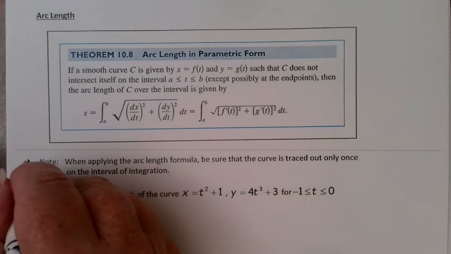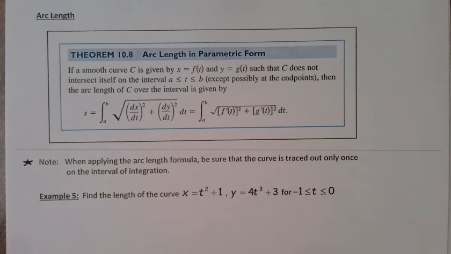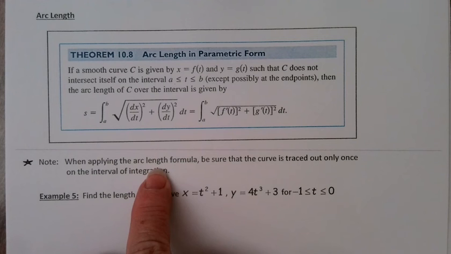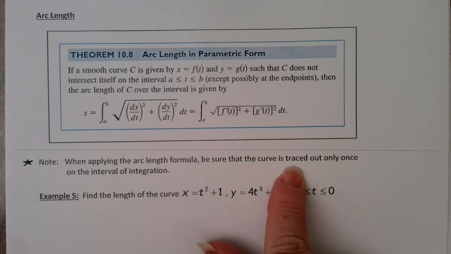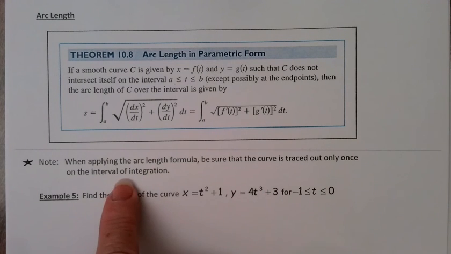One note, we saw last time that sometimes based on the interval of t values that you're given, we have curves that are traced out more than once. Maybe we go one direction, then we come back the other direction, or maybe we go around a circle 2 or 3 times, right? When you're applying your arc length formula, it's important to be sure that the curve is traced out just once over the interval of integration. Otherwise, we're going to get some inaccuracies.